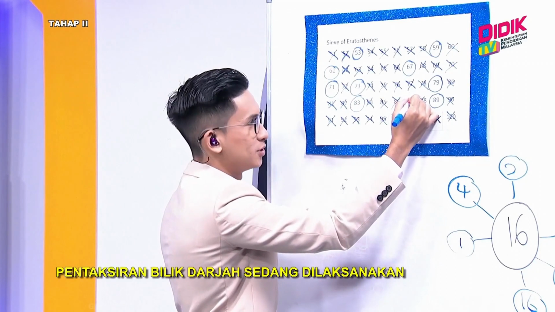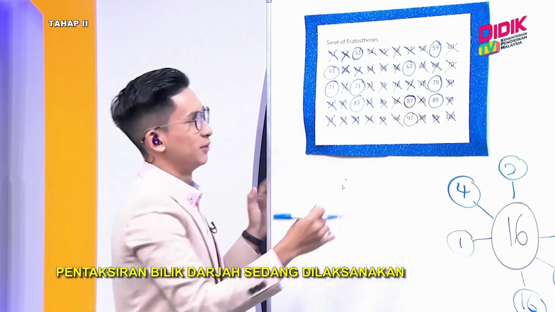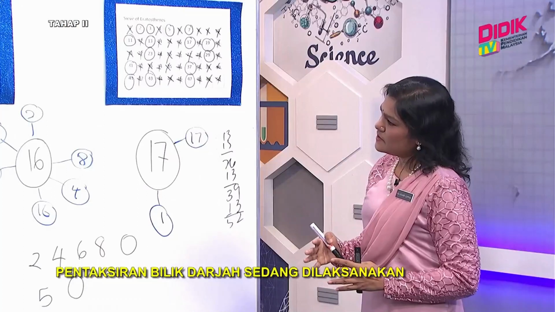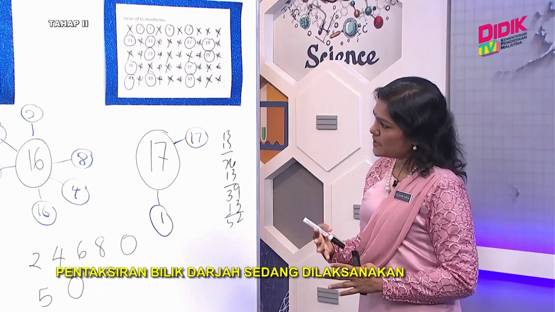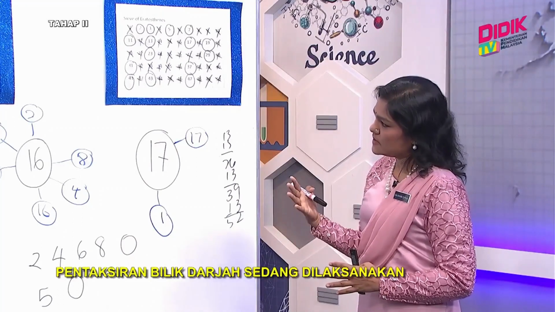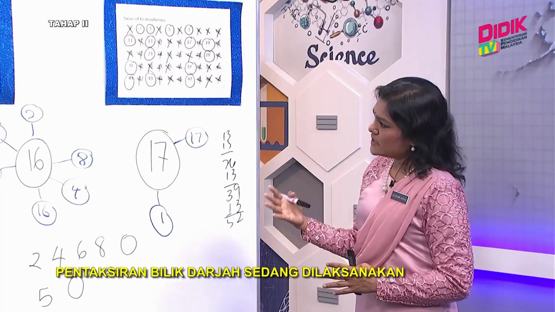Yes, so it is a prime number. Make sure it has only 2 factors. Prime numbers: 53, 59, 61, 67, 71, 73, 79, 83, 89 and 97.